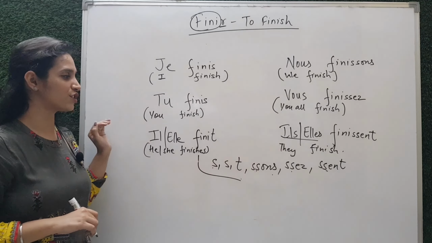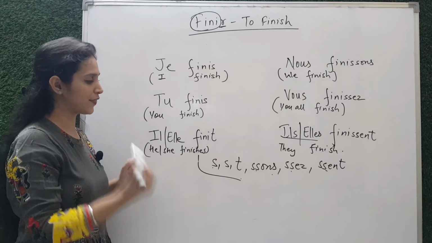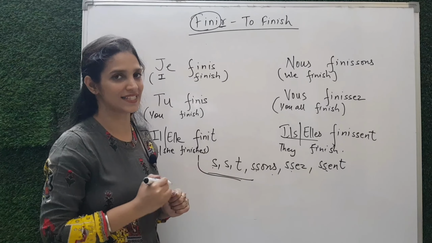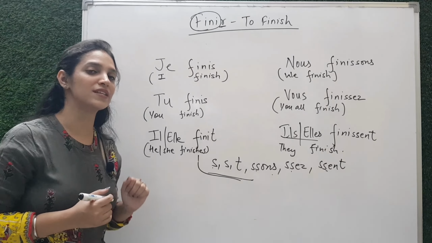Isn't it simple? So just remember, remove only R and then learn the endings SS-T, SS-ONS, SS-EZ, SS-ENT, and your conjugation of IR ending verb is done.